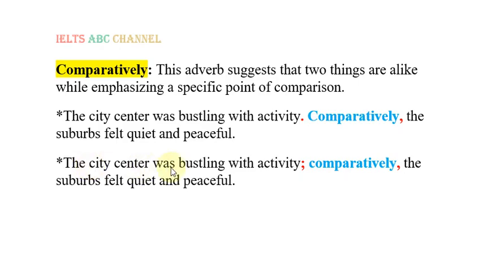The city center was bustling with activity; comparatively, the suburbs felt quiet and peaceful. Use comparatively here. This C is small. You have one semicolon and you have one comma after that. Well, no difference if you want to use it with style 1 or style 2. The meanings are the same, but they differ in terms of punctuation.